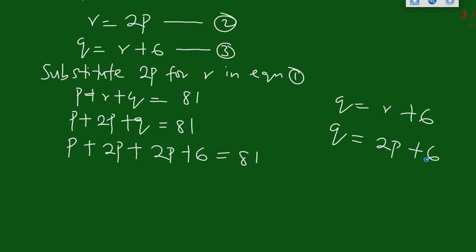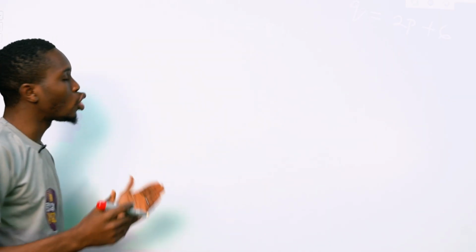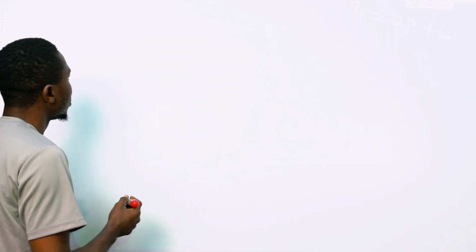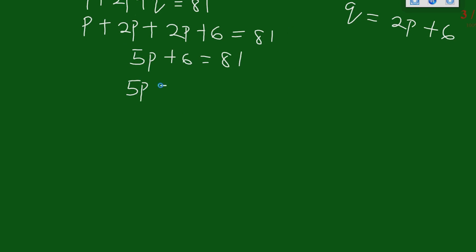Now let's add all the P's together. P plus 2P, that is 3P, plus 2P, that is 5P. So we have 5P plus 6 equals 81. Now we are to collect like terms. So we have 5P equals 81 minus 6. 81 minus 6 would give us 75. So we have 5P equals 75.